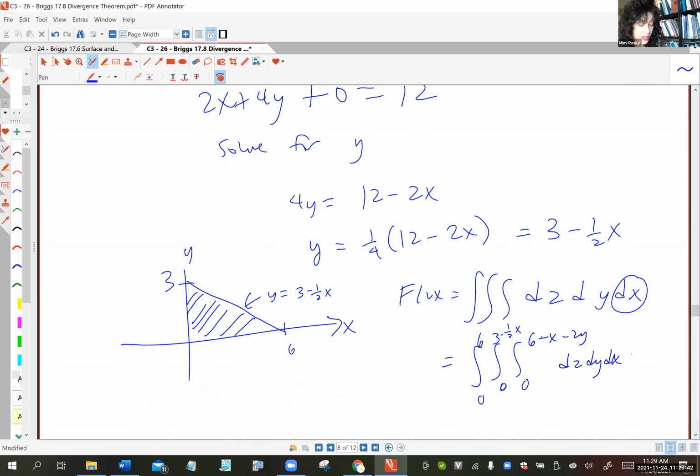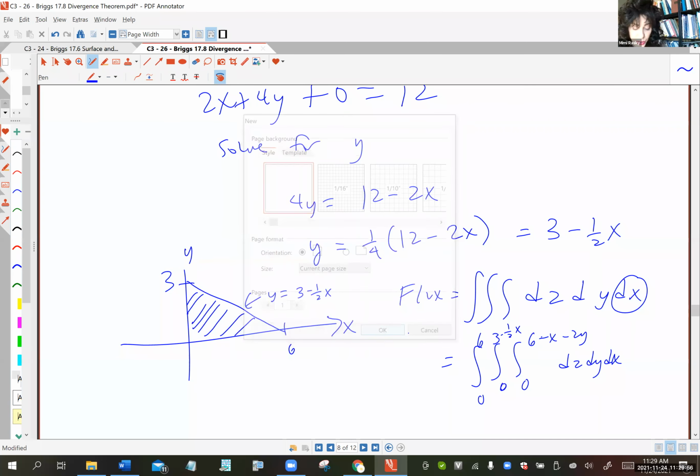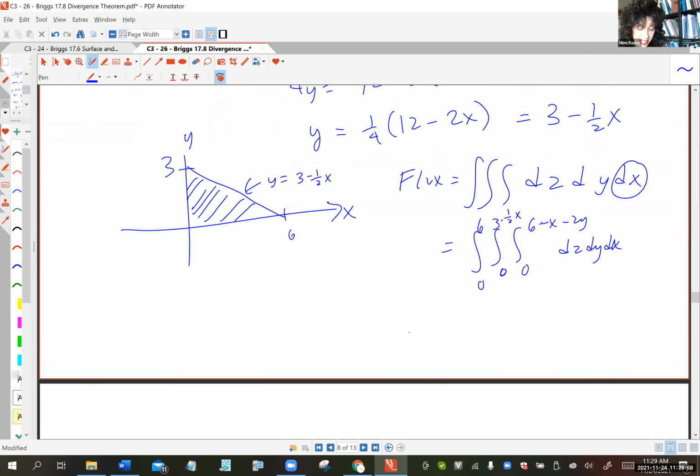If you get this far, of course, I'll give you partial credit because setting up the triple integral is basically representing half the battle, right? That was the hard part. Makes me tired. Now we get to integrate. This isn't too hard to integrate. It is going to get messy again.